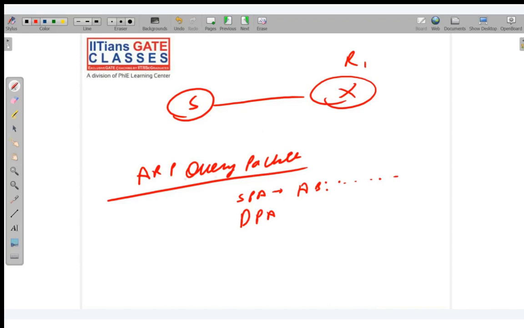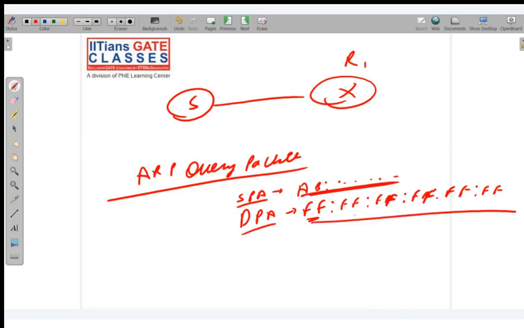So what we were studying, the ARP query packet. The source physical address will be whatever the physical address of the source is. The destination, since it does not know and wants to query, will be all ones. FF, 48 bits: FF, FF, FF, FF, FF, FF, six bytes, which is 48 bits. This is your destination physical address.